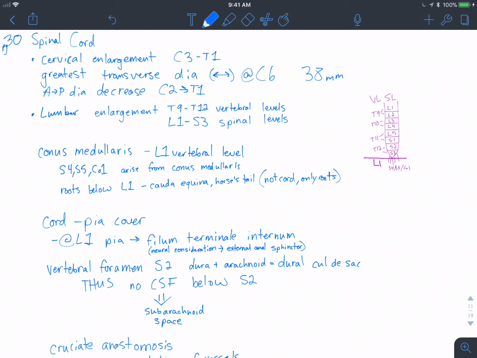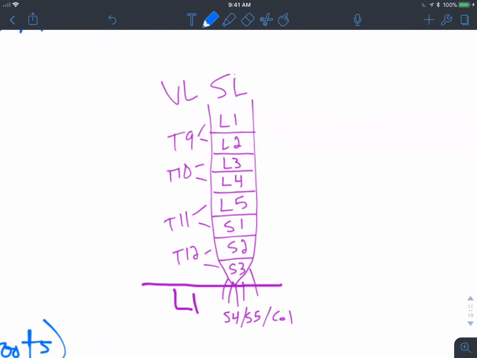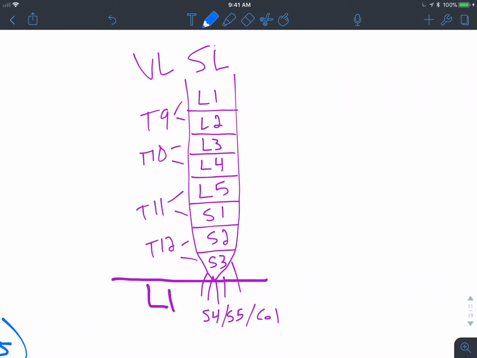Okay, and then the lumbar enlargement. This is where it kind of gets a little hairy. So the lumbar enlargement is from T9 to T12 vertebral levels, or bone levels, okay? But L1 to S3 spinal levels, or cord levels. So let me zoom in on my picture here. So the cord ends when we have that cauda equina starting at L1, okay?